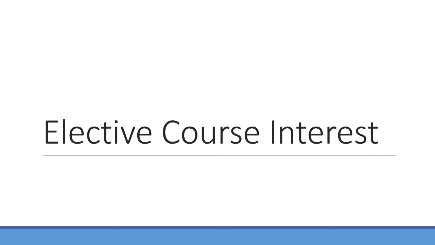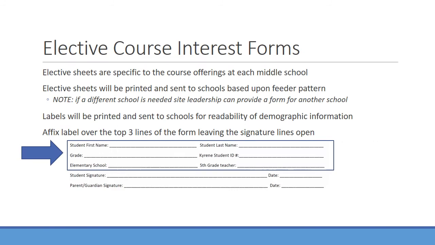The elective course interest sheets are another part of 5th to 6th grade transition. Elective sheets are specific to the course offerings at each middle school. Elective sheets will be printed and sent to schools based upon feeder patterns. If one of your students needs a form for a different school, your principal or assistant principal can print one for you. Labels will also be printed and sent to schools to support readability of demographic information. Please affix the label as shown over the first 3 lines of the form to leave the signature lines open for parent and student use.